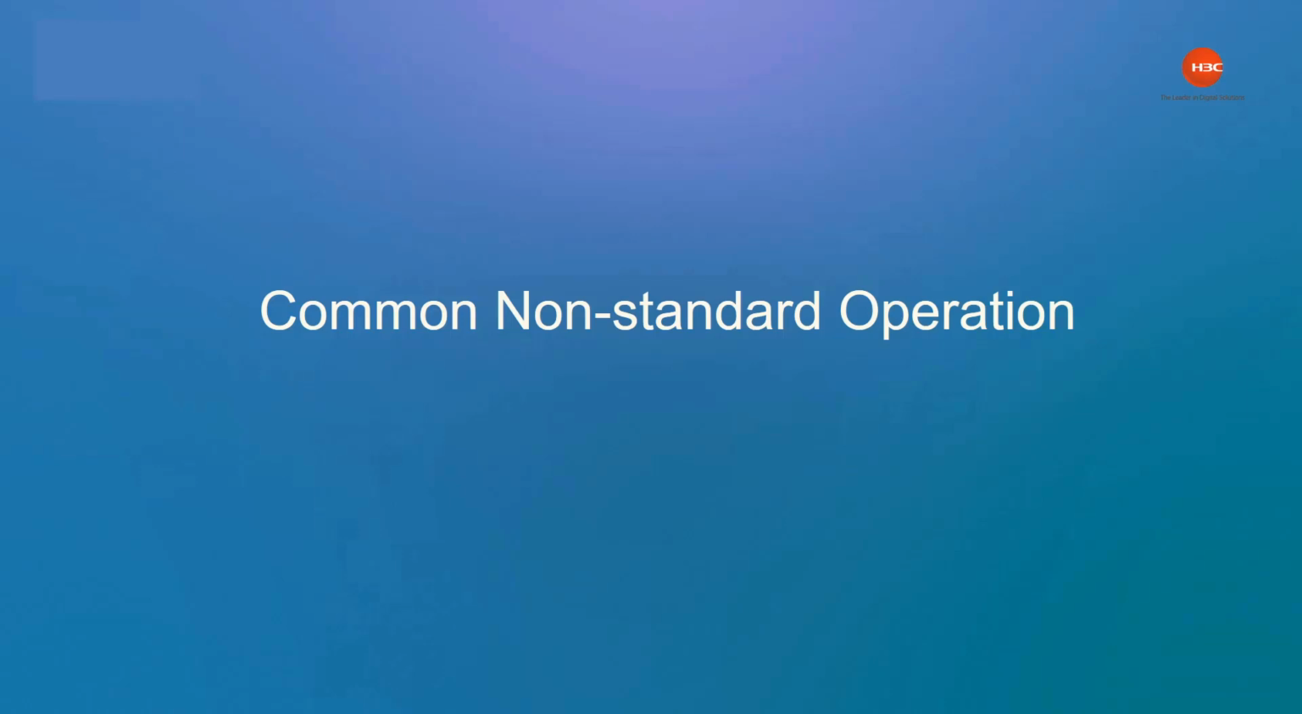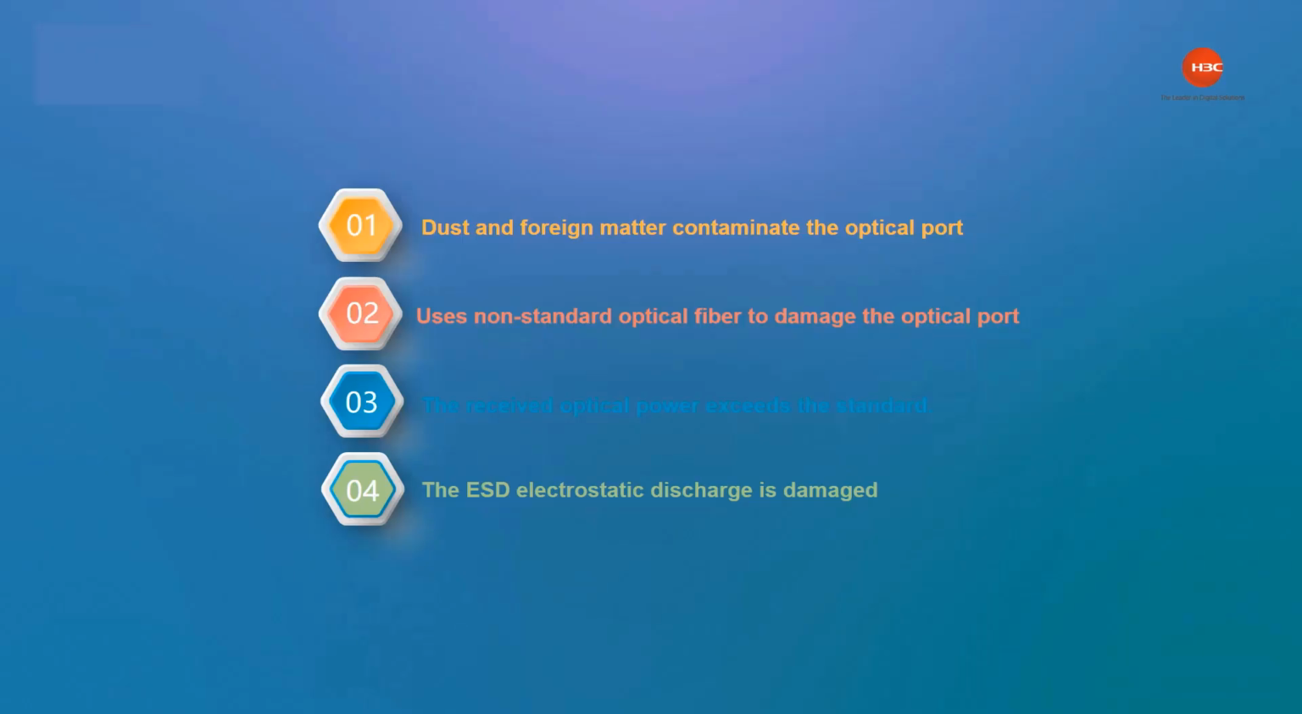In actual applications, optical module failures fall into the following four categories. First, dust and foreign matter contaminate the optical port. Second, the computer room uses non-standard optical fiber, which damages the optical port. Third, the received optical power of the long-distance optical module exceeds the standard. Fourth, ESD electrostatic discharge damage.